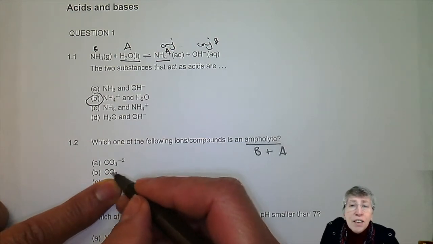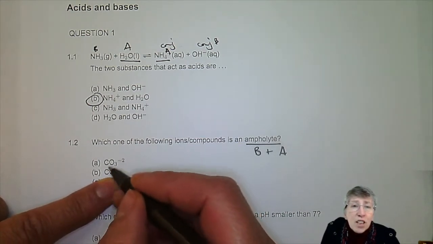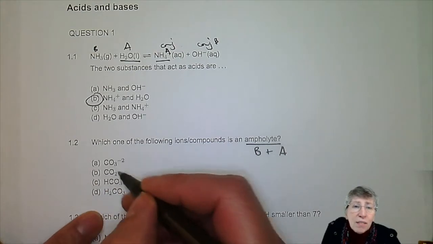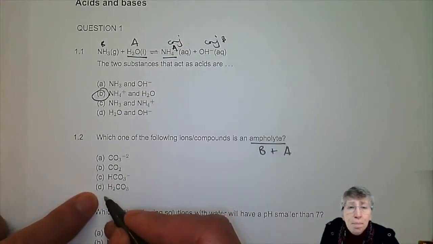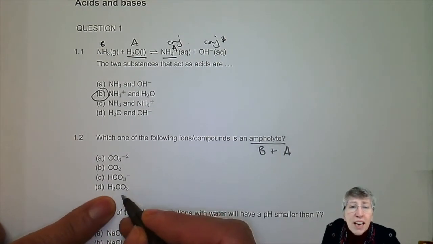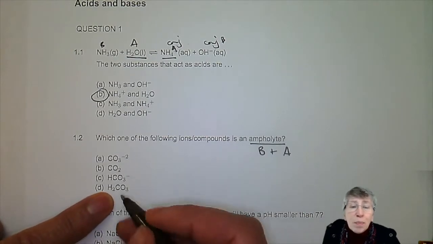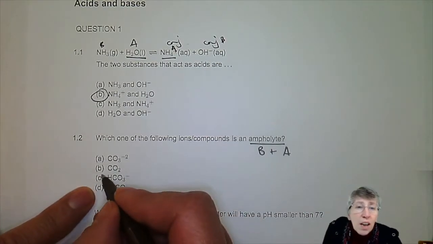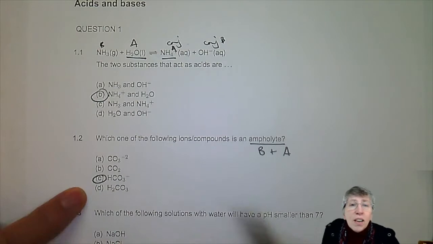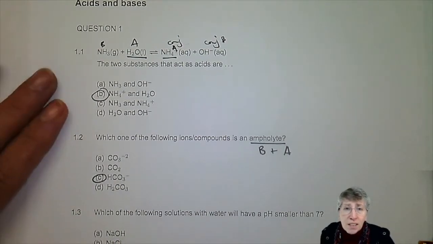They don't have a proton, they don't have an H plus to donate. So they are definitely not the answer. And with the last one, the carbonic acid, it won't receive an H plus, it can only give off. So the only one there that can be an ampholyte is HCO3 minus.